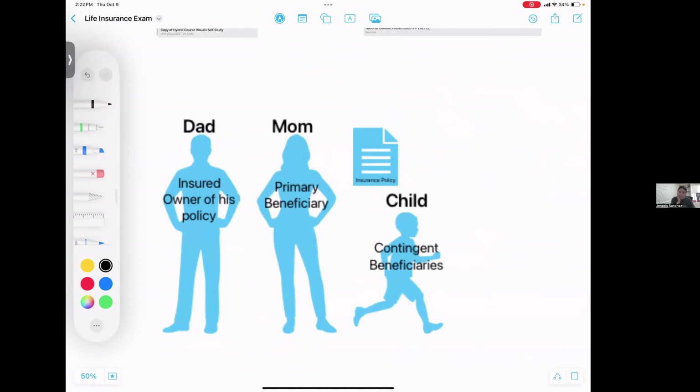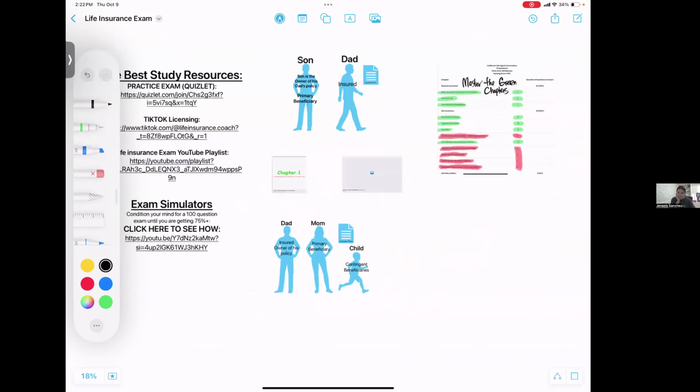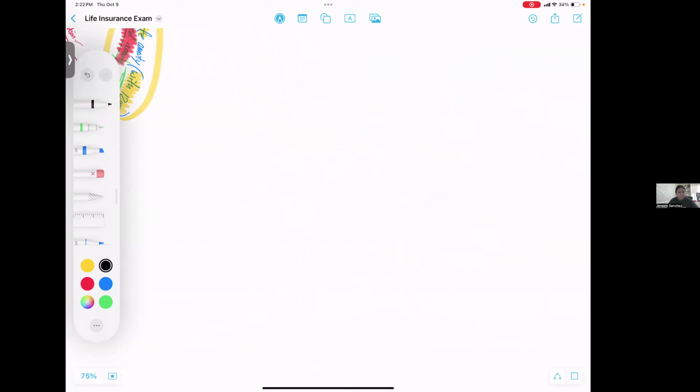Two was the NAIC. I would get that one a lot. Yeah, the NAIC is like FINRA. The NAIC is a regulatory and examination company that takes care of the life insurance exam, and FINRA is for the securities license.